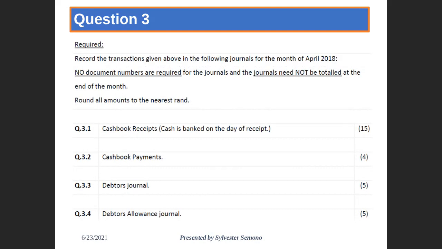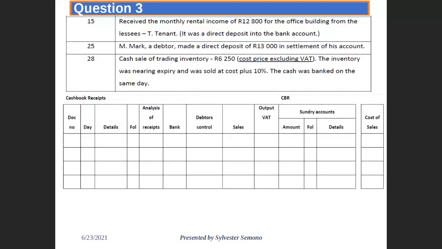So this is what is required of you. As you can see here, the main thing: CBR, CBP, DJ, debtors. So this is what they need us to do. Okay, so it means, I think I'm missing one, but it's okay. I'm going to edit there after. So let's go and check the next one.